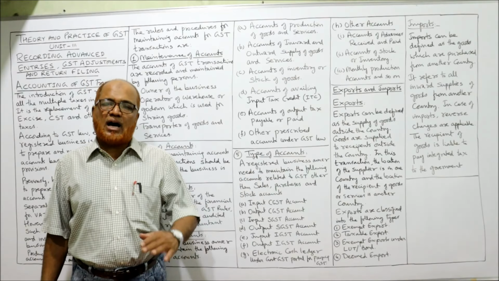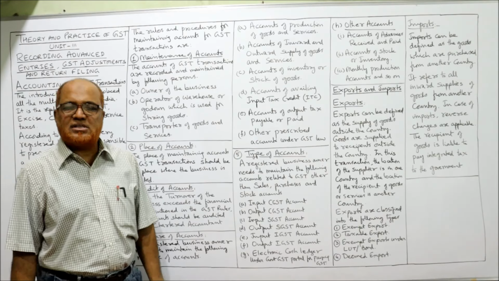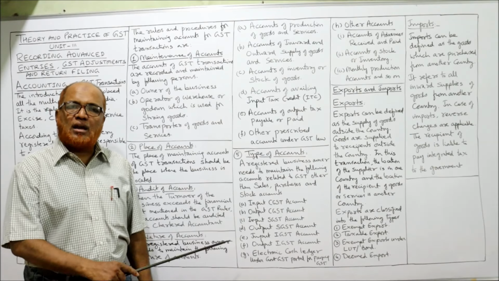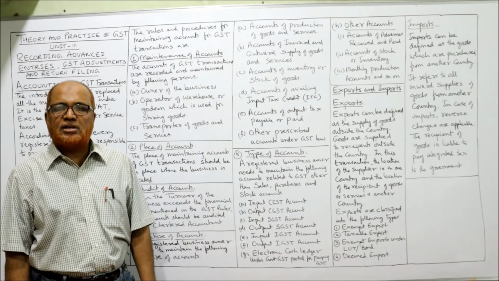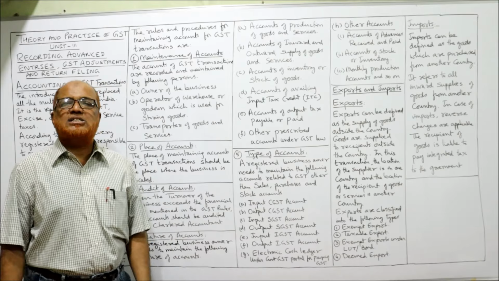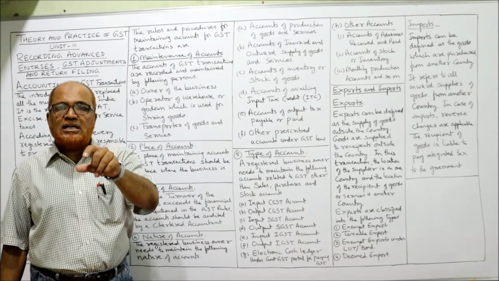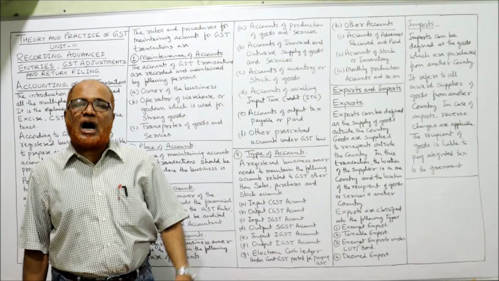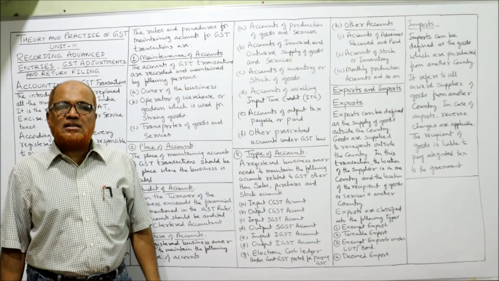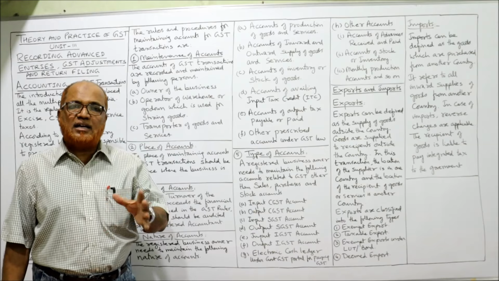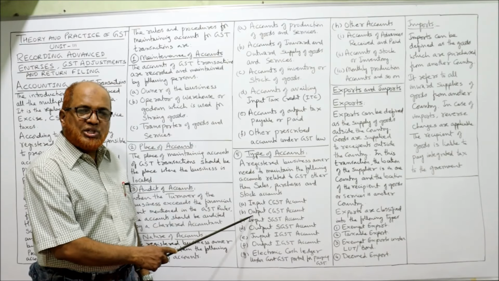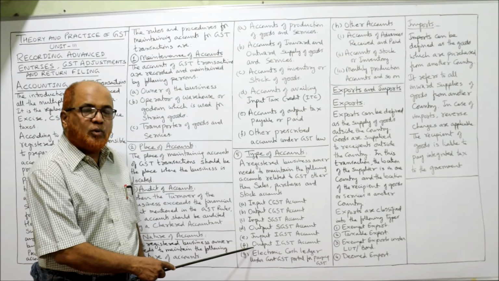Apart from that, the other accounts to be maintained by the registered business are, first one, input CGST account. Second, output CGST account. Then input SGST account. Output SGST account. Input IGST account. Output IGST account. Three types of GST are there: central GST, state GST, and integrated GST. So input output CGST, input output SGST, input output IGST.